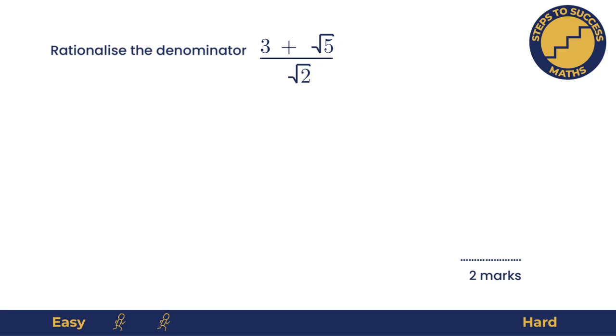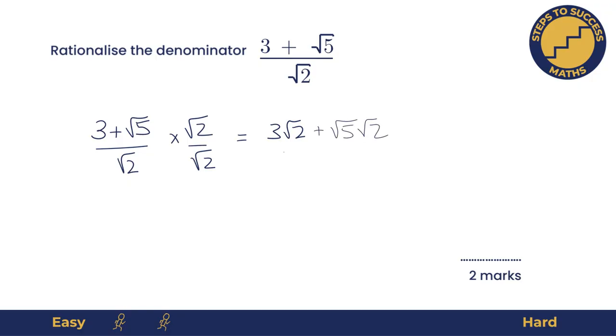Question 2. Rationalise the denominator. Now remember, rationalise means we want to get rid of the surd on the bottom of the fraction. We're not worried about the top at all. So we want to get rid of root 2. So we're going to multiply by root 2 over root 2. Remember, you've always got to multiply by the same thing on the top and the bottom so that it cancels back out. So we've got 3 root 2 times 5 root 2 over root 2 root 2.